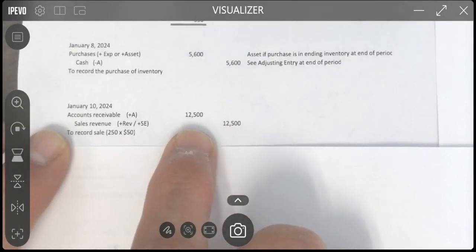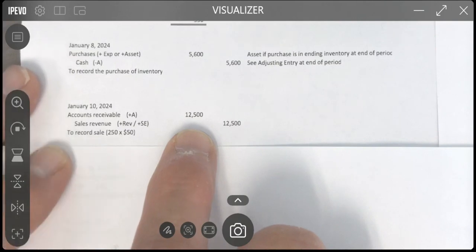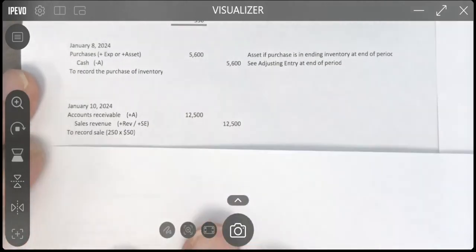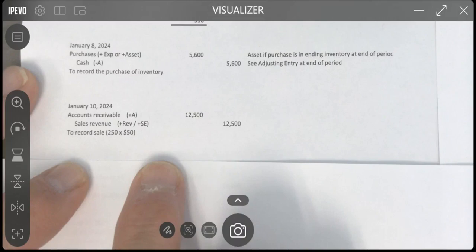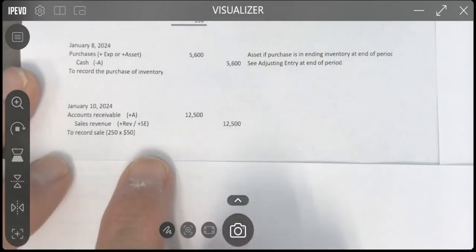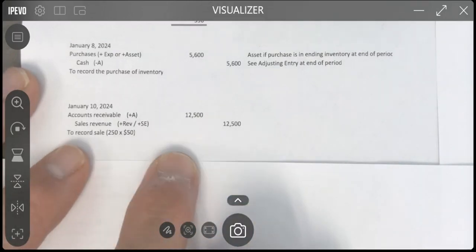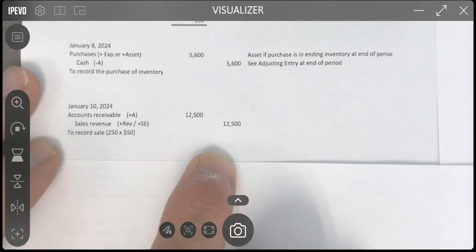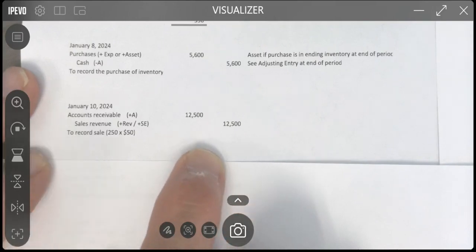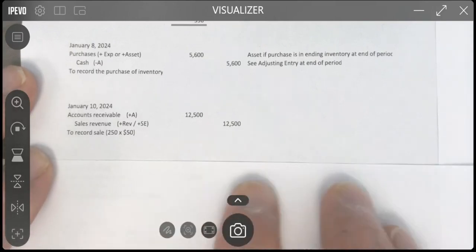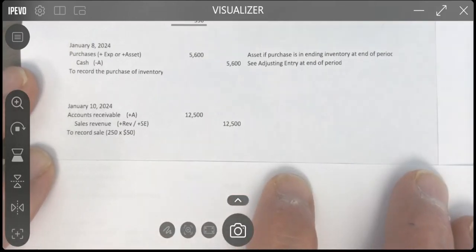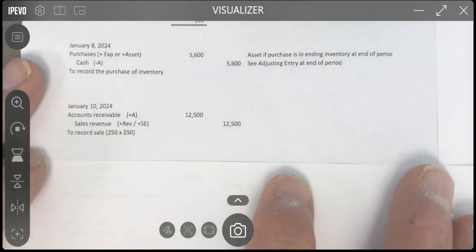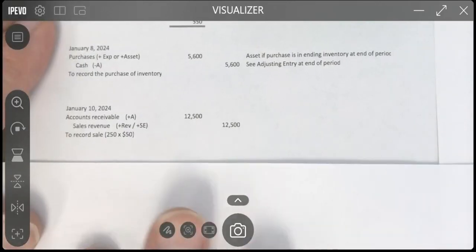Total of $12,500. Now, the hallmark of the periodic system is we don't have the entry to debit cost of goods sold and credit the inventory for the inventory transferred out. We just make that entry as an adjusting journal entry for all the sales that occurred during January.